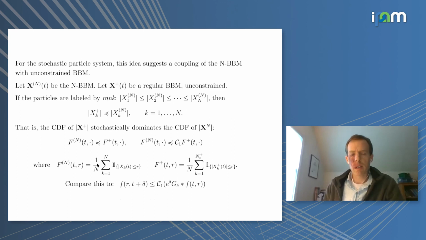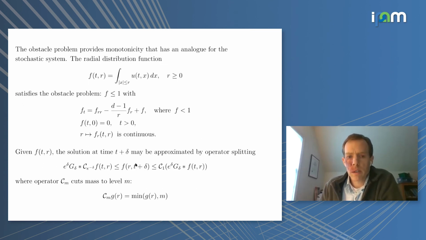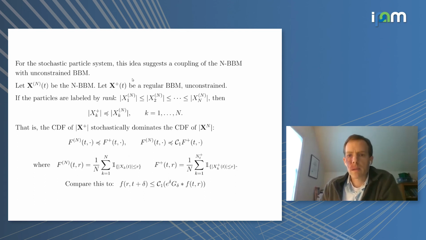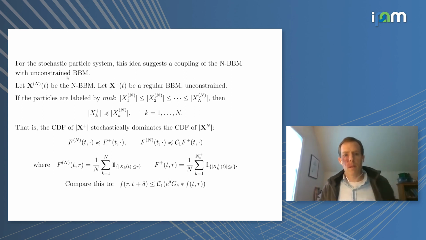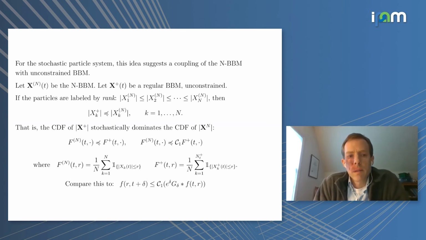All right, there's something similar to that that happens at the level of the particle system, which is useful in proving the hydrodynamic limit. Here we're comparing the solution to the obstacle problem, the nonlinear problem, to a linear evolution and this cutting procedure. At the level of the particle system, one can compare the NBBM, that is with the constraint, playing the role of the nonlinearity, and compare that to an unconstrained branching Brownian motion. Okay? I'll use x superscript n to refer to the NBBM with the constraint, x plus the unconstrained branching Brownian motion.